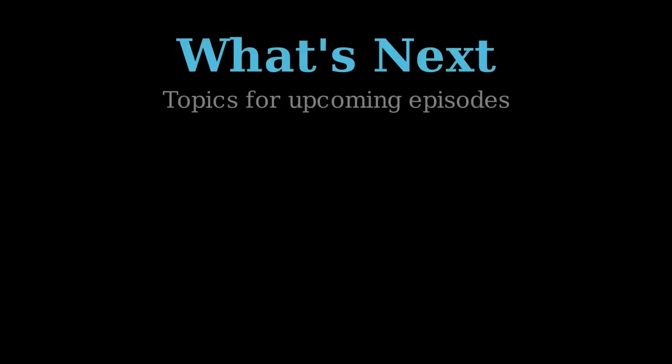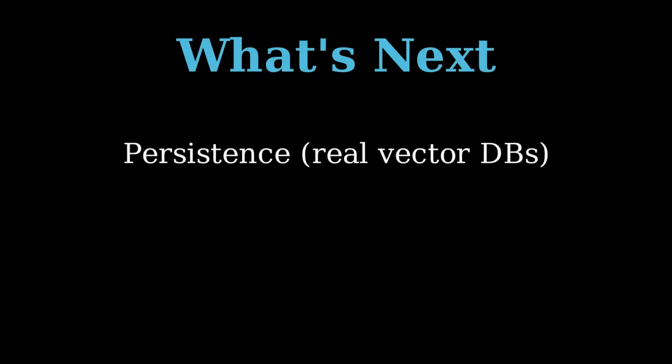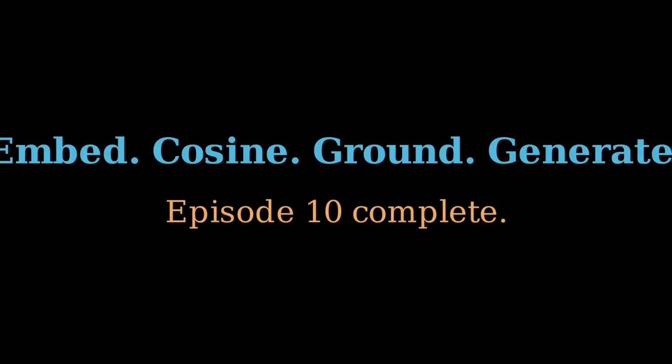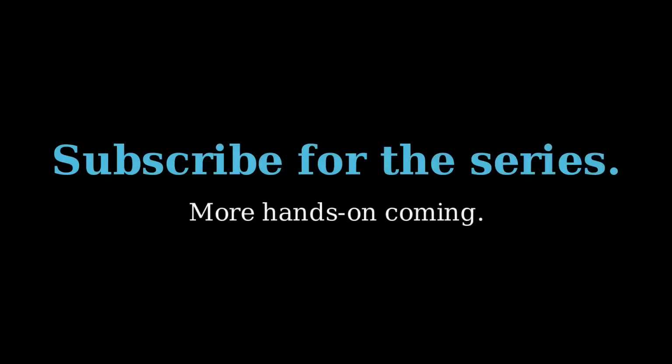What this minimal version skips and we'll cover later: persistent vector stores, how to chunk long documents, and making retrieval actually work well when the corpus gets messy. Future episodes. Embed, cosine, ground, generate. That's episode 10. Real RAG on real hardware. About 50 lines of Python talking to a Gemma 4 model running on the same machine.